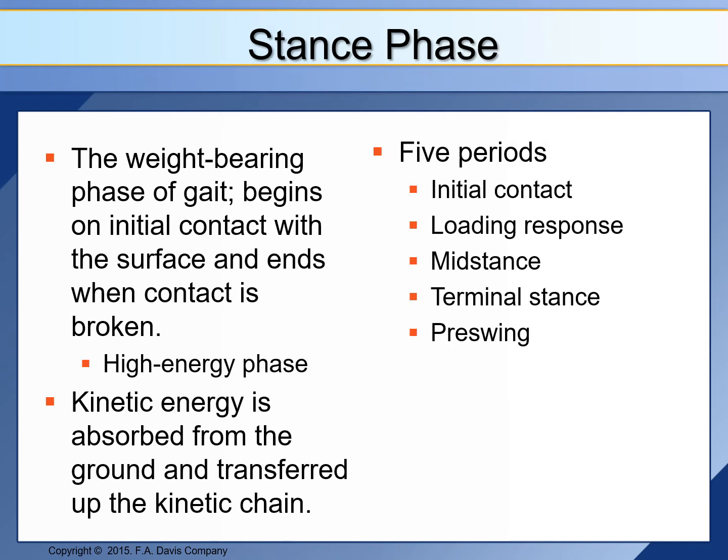Moving to the next, stance phase. Let's now differentiate between stance phase and swing phase. I've already briefed on that, but let's go a little deeper. Stance phase, the weight bearing phase of gait, begins at initial contact with the surface and ends when contact is broken. It is a high energy phase: kinetic energy is absorbed from the ground and transferred up the kinetic chain. There are five periods: initial contact, loading, mid-stance, terminal stance, and pre-swing.